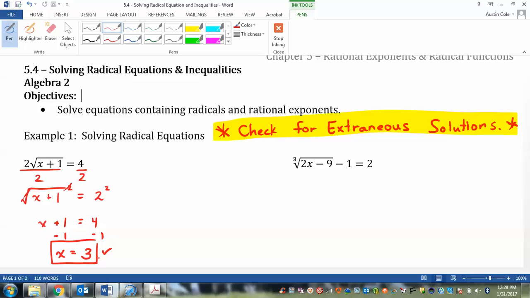What should I do first here on the second one? We're going to add 1 to both sides, get that 1 over to the other side. So now I have the cube root of 2x minus 9 equals 3. How do I get rid of a cube root? Yeah, we're going to cube both sides. So the cube and the cube root go away, and I'm left with 2x minus 9. What's 3 cubed? 27. And now we can solve that from there. Go ahead, finish that one for me.